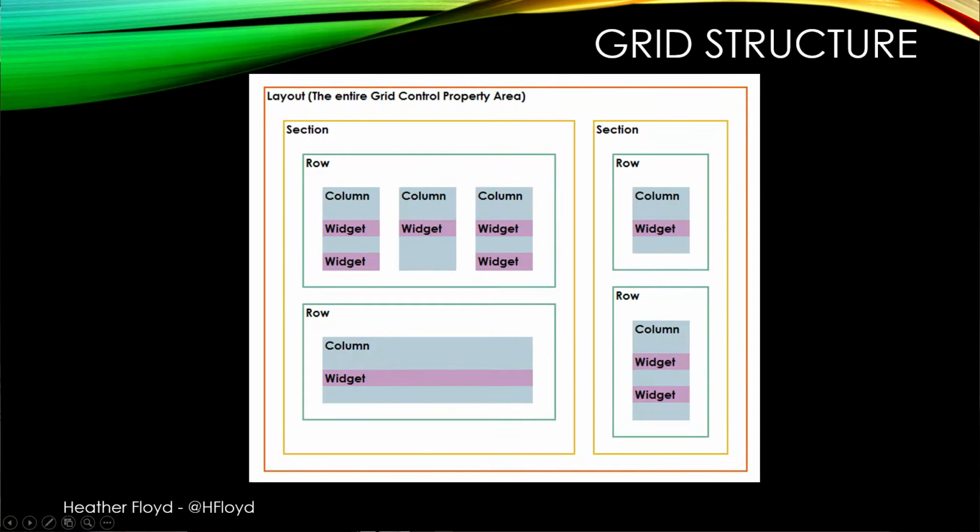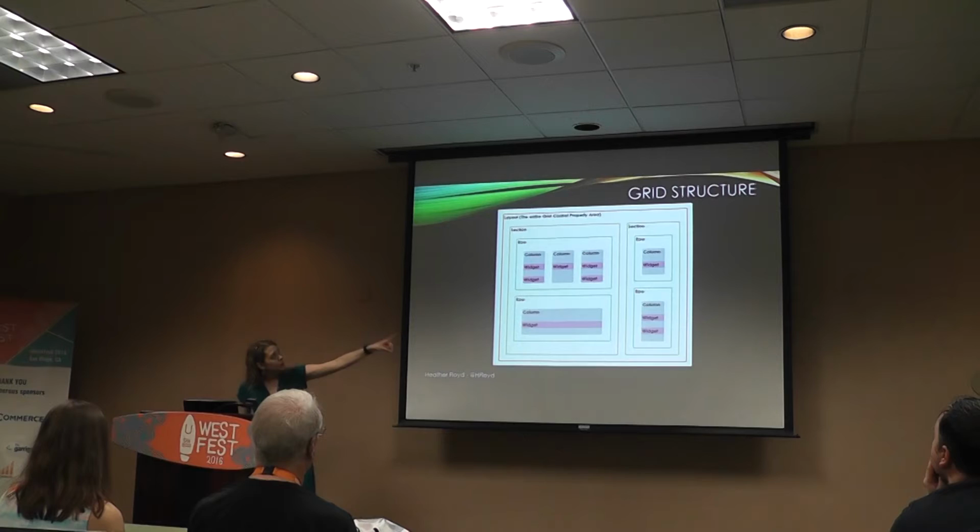So this is sort of the diagram of the structure. The layout is actually the entire property on your document type. And you can define multiple sections. So you can give people a choice of, for instance, a full page versus a page with a sidebar. And then you can define inside that row options that have different quantities of columns available. And then the widgets get added to those columns.